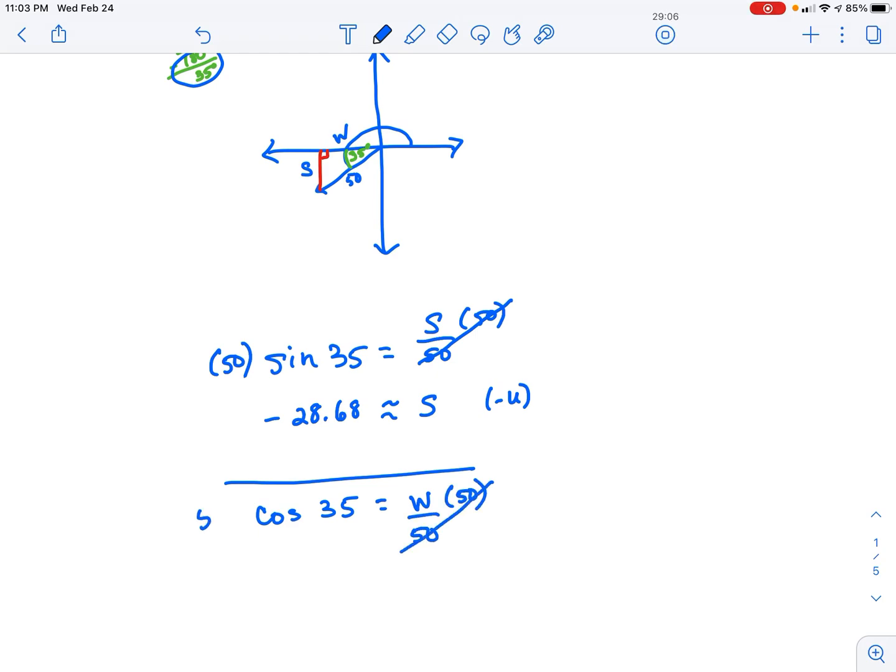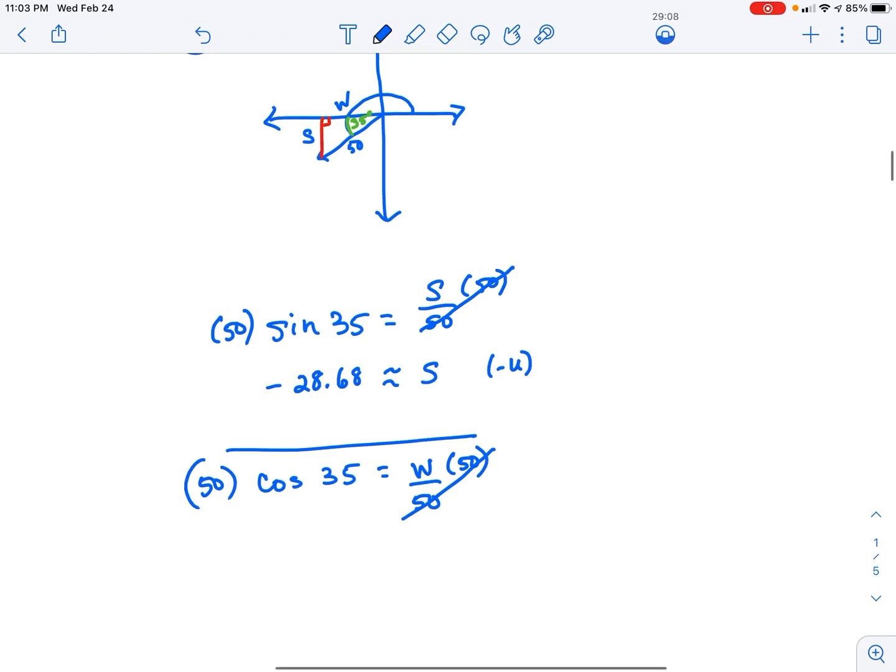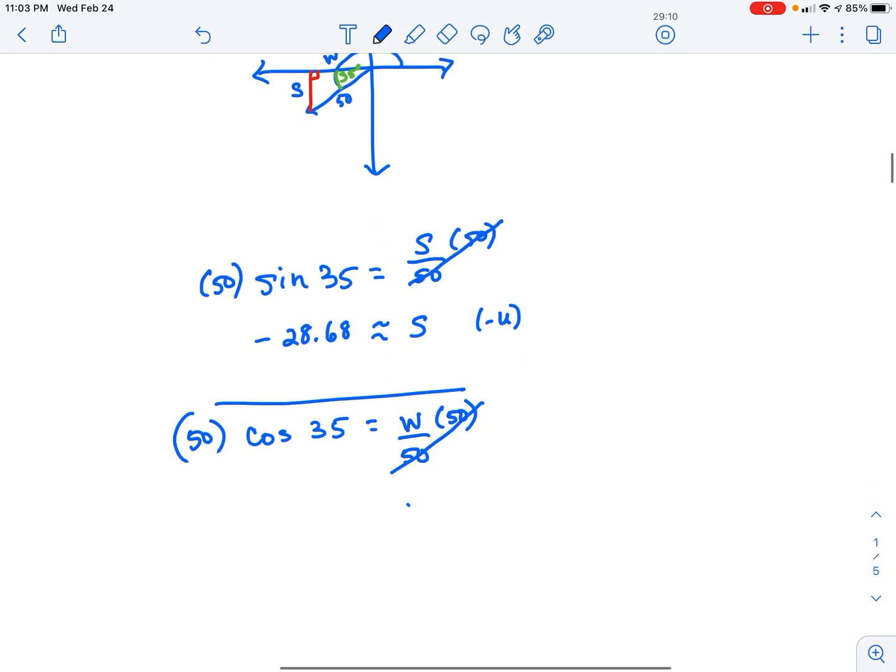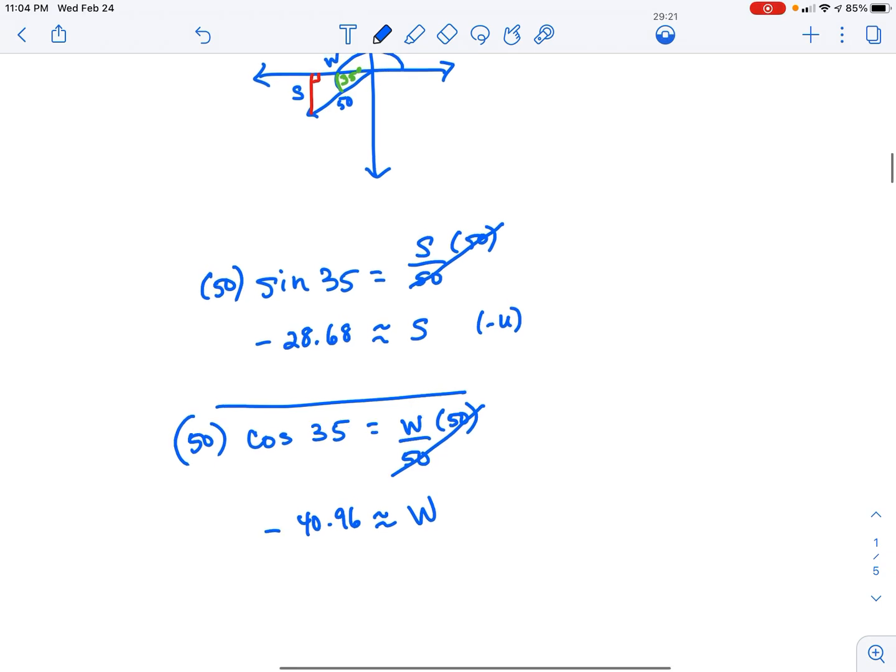Now let's keep on going. Put that in your calculator. Let's make sure we come up with the same thing. You should get an approximate measure of 40.96. Okay, and that is going to also be in a negative direction, right? Because you're heading left or in a negative direction on that x-axis. So that would be a negative r.